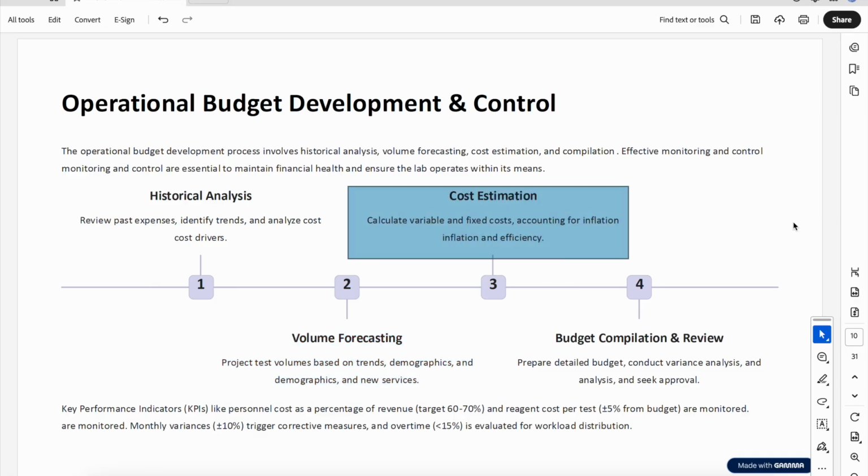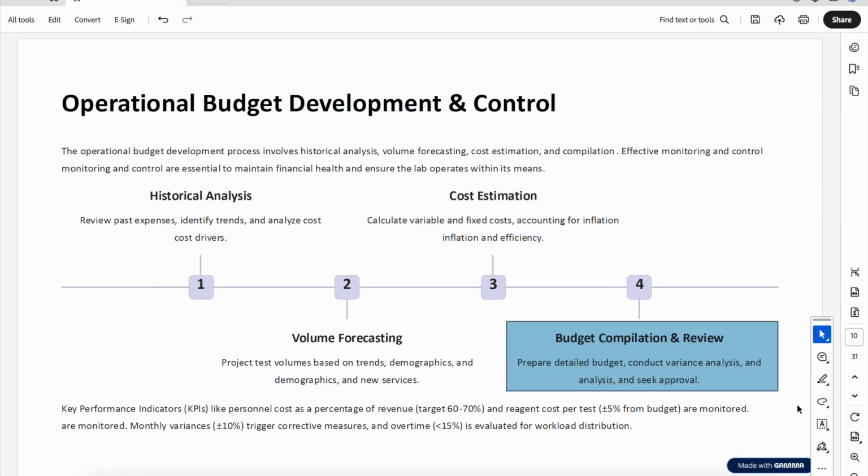Step 3, cost estimation. Calculate both variable and fixed costs, accounting for inflation and potential efficiency improvements. Variable costs change with test volume, while fixed costs remain relatively constant regardless of activity level.